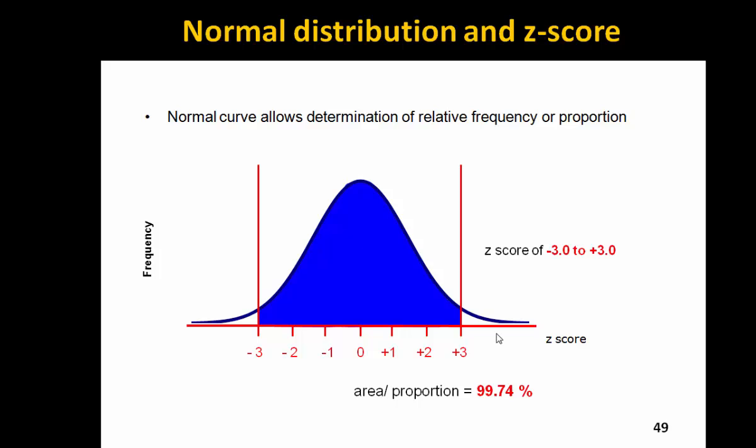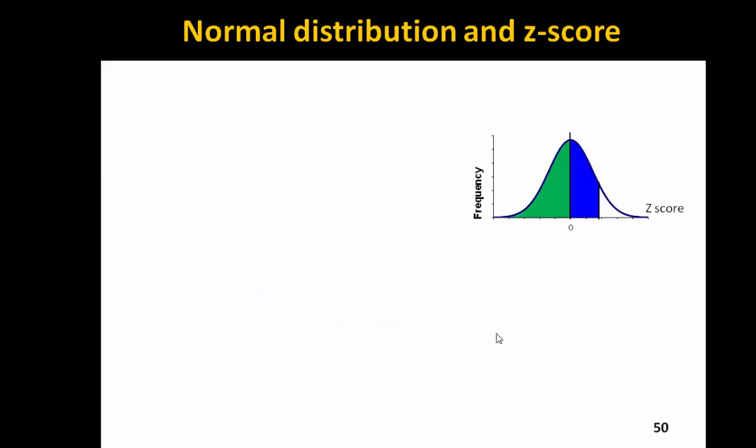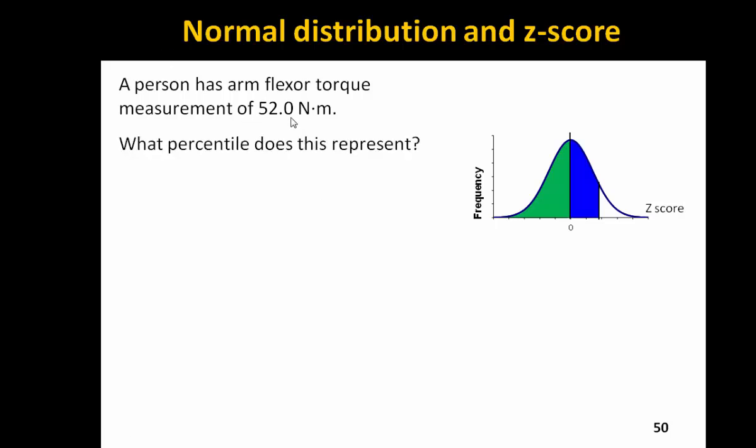Now, to move on to an example where we will calculate a z-score, something that we mentioned a little bit earlier. We ran through this hypothetical study where a number of individuals were assessed for how strong their arm flexor muscles were as a measurement of torque. And so we have one person that measured out at 52 Newton meters.